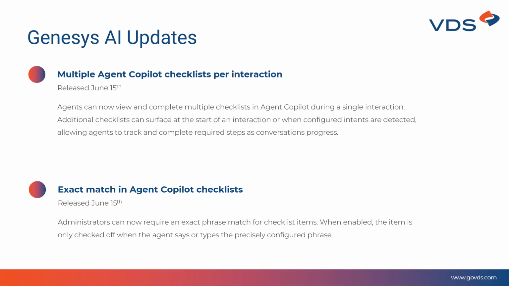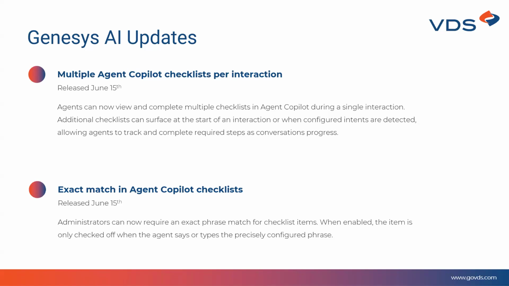And then the other one tied to checklists is the exact match within Agent Copilot checklists. And so this is also something that administrators can configure to require an exact phrase match for individual checklist items. So that way, when an exact match is enabled for that item, the checklist is only going to mark it complete when the agent says or types the precise phrase that was configured, not just something that's close to it.